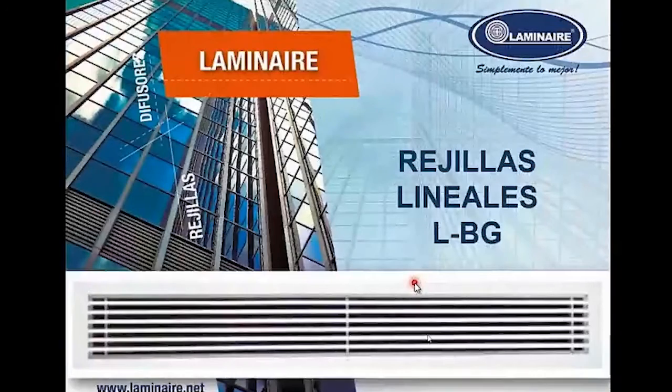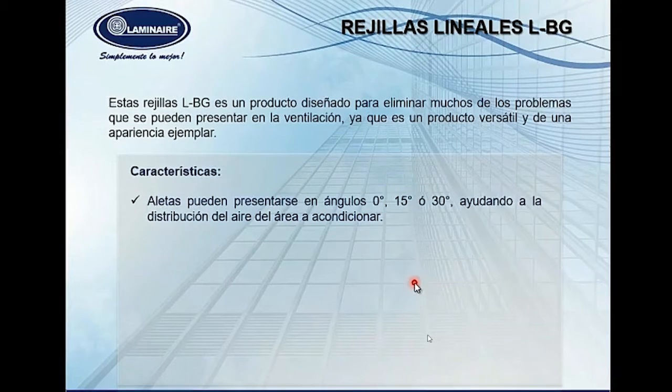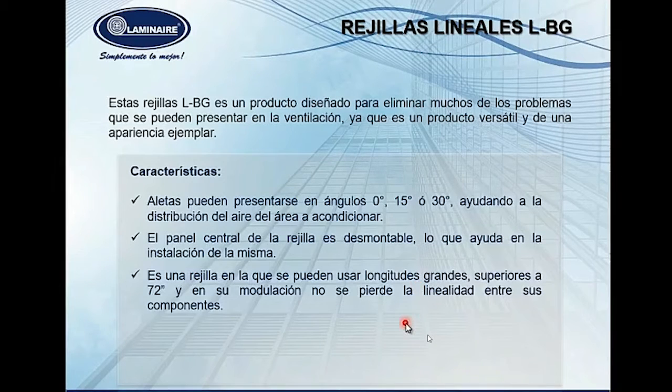Now we have LBG, or linear bar grills. This kind of grid or screen is a product designed for eliminating many of the problems that could be presented in ventilation, because it's a very good product. It has a very good appearance. As a characteristic, they could be presented in fixed angles of 0 degrees, 15 degrees, 30 degrees, and this also helps for the distribution of the air. The central panel of the grid is removable, which also helps for the installation of the grid. It's a grid or a screen that could be used for long or big lengths over 72 inches.